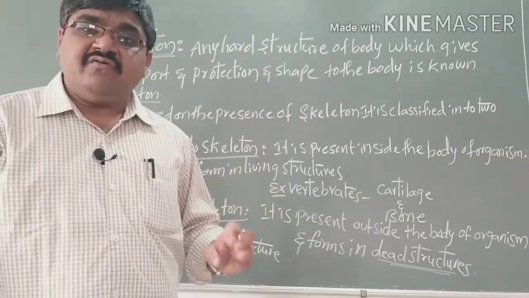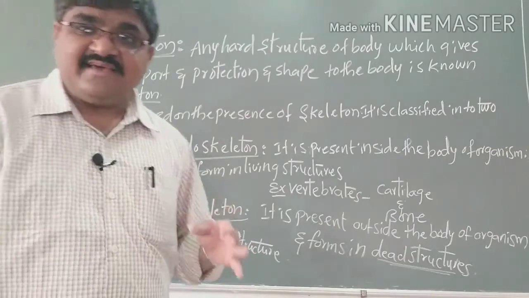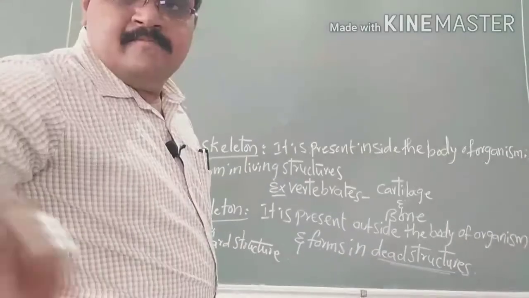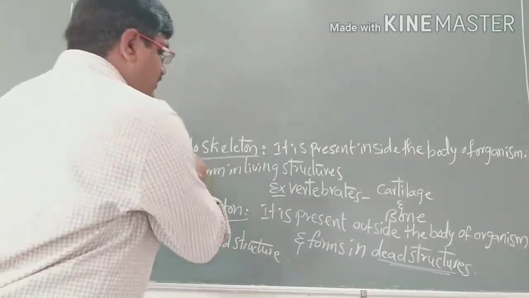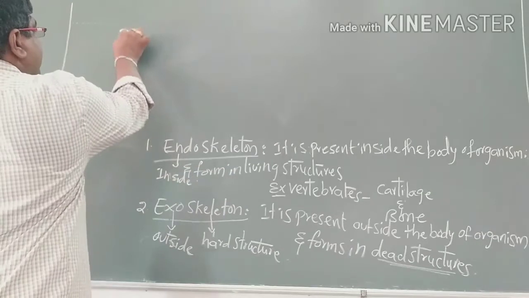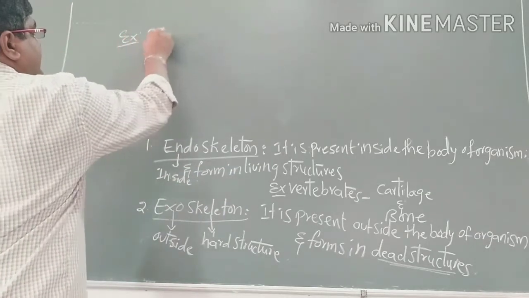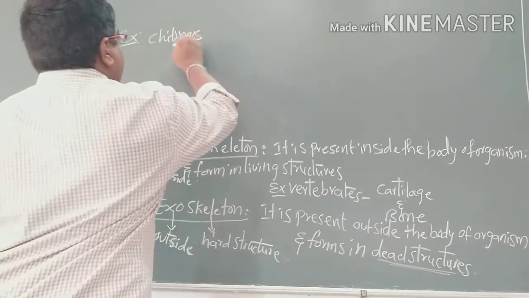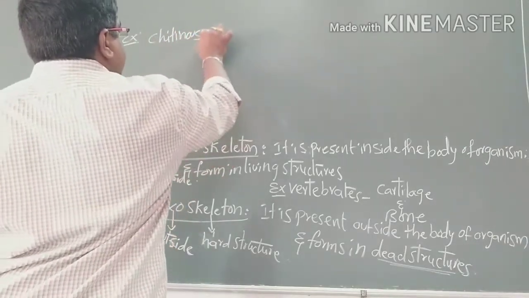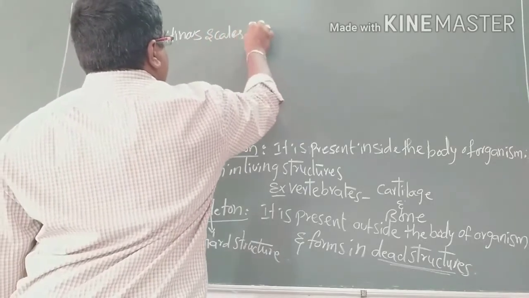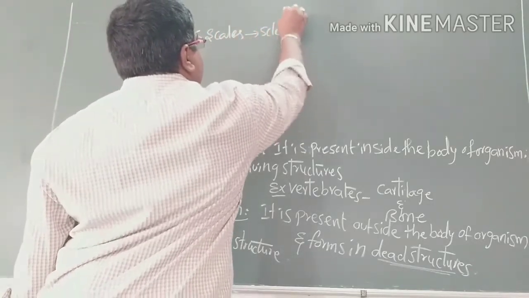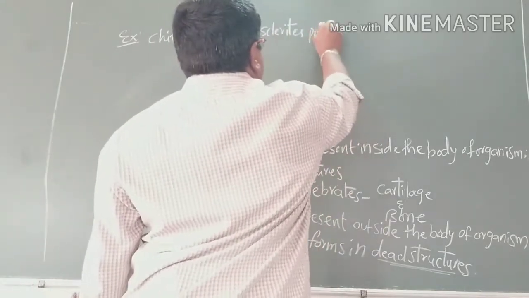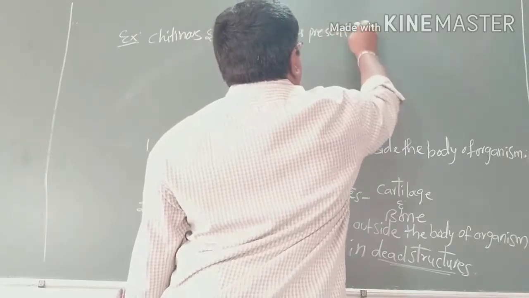We can see an example here. There are various examples; now we'll discuss them. Now, coming to an example for an exoskeleton: chitinous scales called sclerites are present in arthropoda.